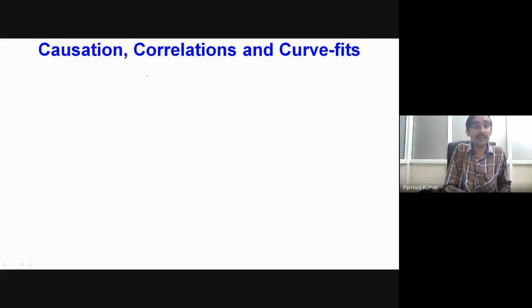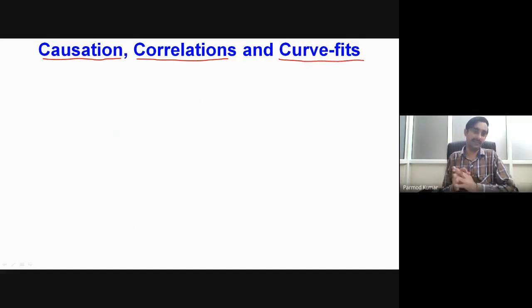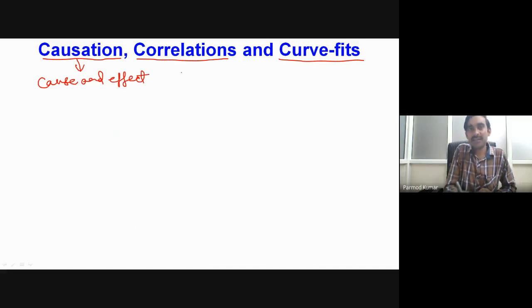Then there are three different terms, and these are interrelated to each other, and these are very, very important, and one should be very clear about these three different things. So first is called causation. The meaning of causation is cause and effect. Second one is called correlation, which represents the relationship between two parameters or multiple parameters, whatever we are plotting. And curve fitting is something which represents the best fitted profile through our experimental observations.